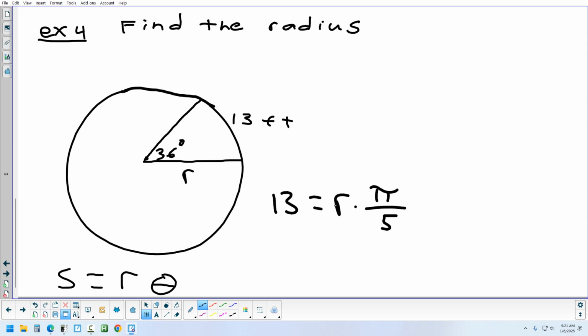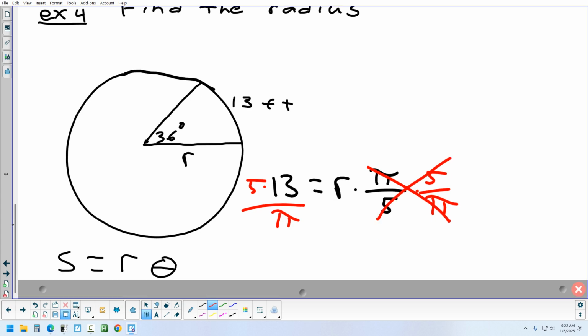Now we have to get R by itself. This time there's 2 things we don't want. We don't want the pi or the 5 on that side. Does anybody remember how you can get rid of the pi and the 5 at the same time? Multiply. So what would you multiply by? 5 over pi. Yep, multiply by the reciprocal. Multiplying by the reciprocal gets rid of the pi and the 5 at the same time. All right, so now we'll do that. What's 5 times 13?